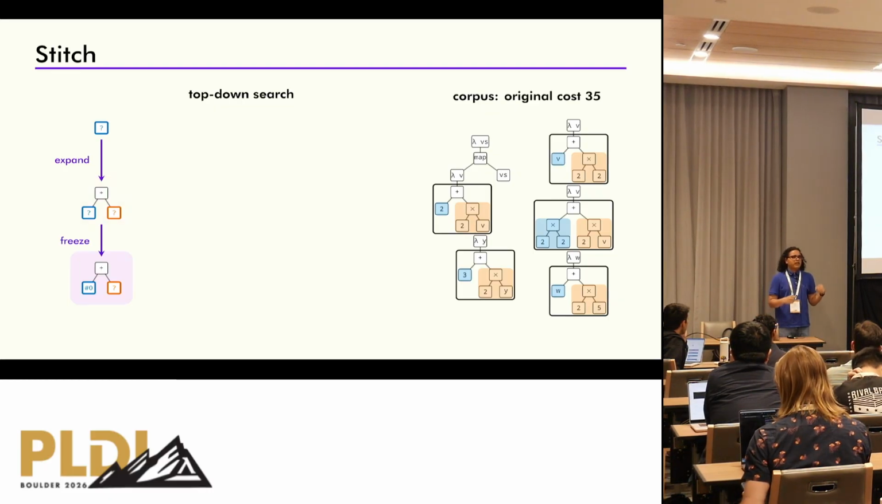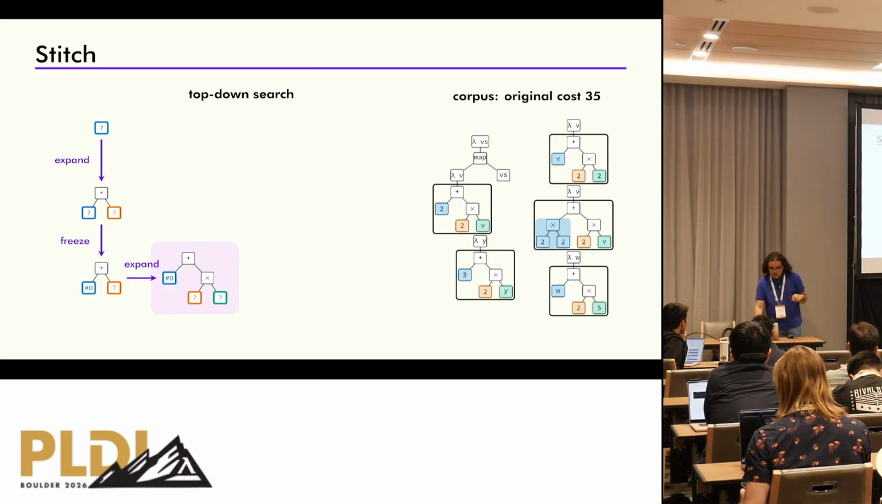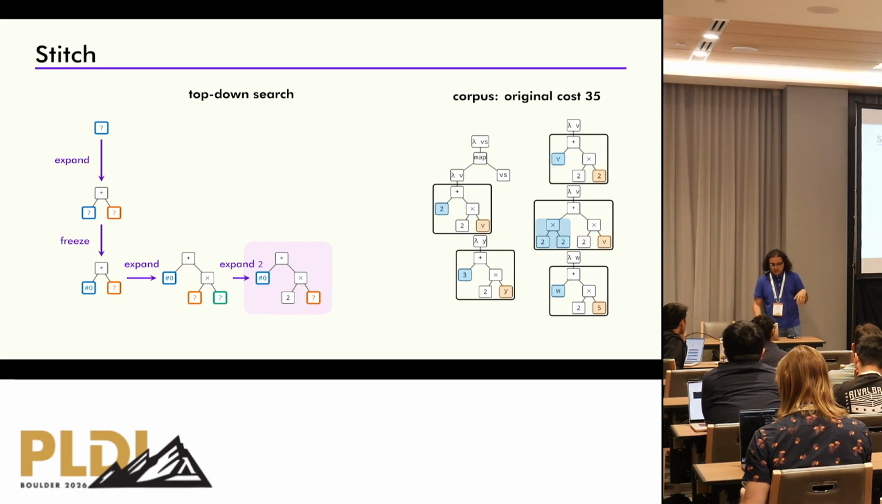We can do things like freeze and say that this left variable will just stay a variable. We can also expand even in subterms. So here we're saying that the right side has to be something multiplied by something. Again, it matches at the same set of locations in the corpus in this particular case. We can continue to expand.